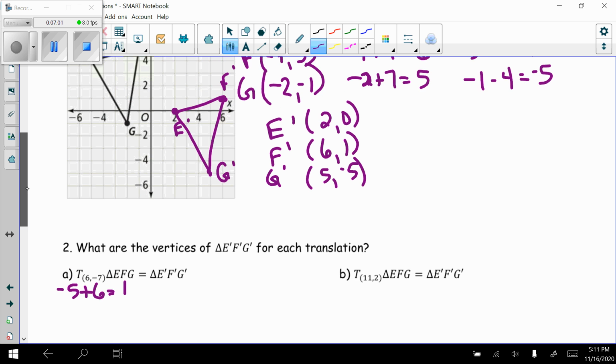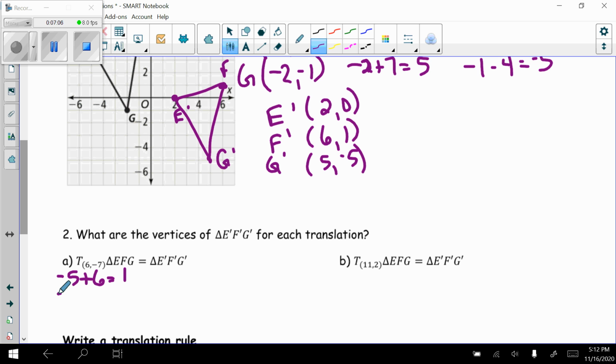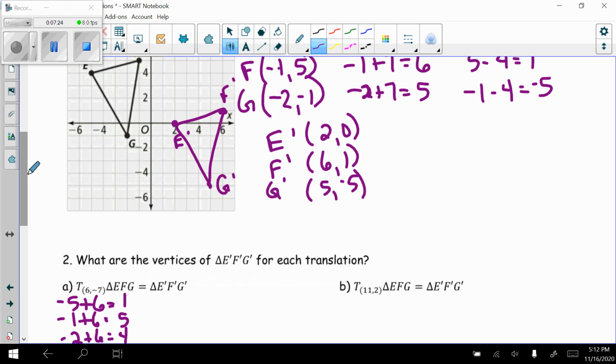So I'm going to find all my x values. F was at -1 plus 6 puts me at 5. G was at -2. -2 plus 6 puts me at 4. So those are all the x values of my primes. So now I want to find the y values. My y is at -7, so I'm going to subtract 7 from all my y values. So E, I started at 4, so 4 minus 7 puts me at -3.